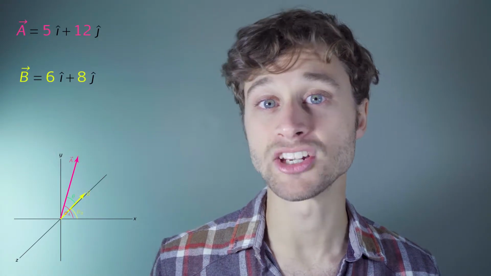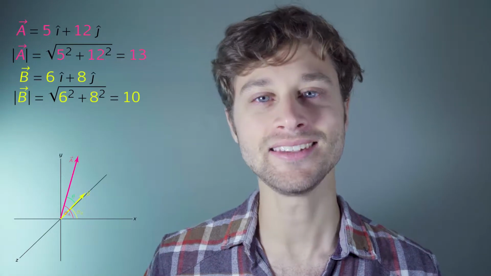So let's jump straight into this with an example. Let's say that A is equal to 5i hat plus 12j hat, and vector B is equal to 6i hat plus 8j hat. First, we'll find the magnitude of the two vectors. So the magnitude of vector A is equal to the square root of 5 squared plus 12 squared, which, doing a little math, we find is equal to 13. And the magnitude of vector B is equal to the square root of 6 squared plus 8 squared, which, doing a little math again, is equal to 10.